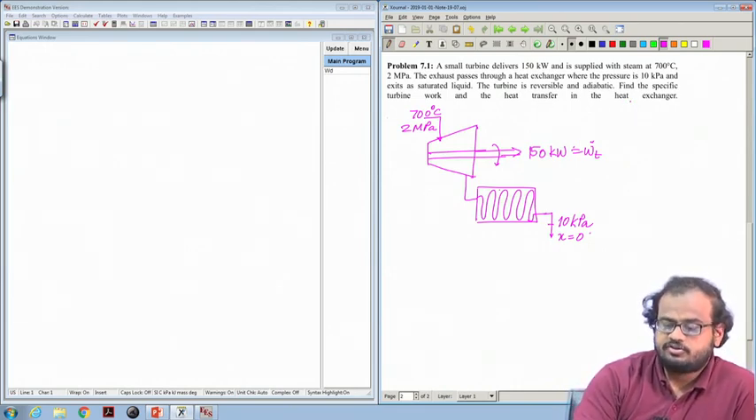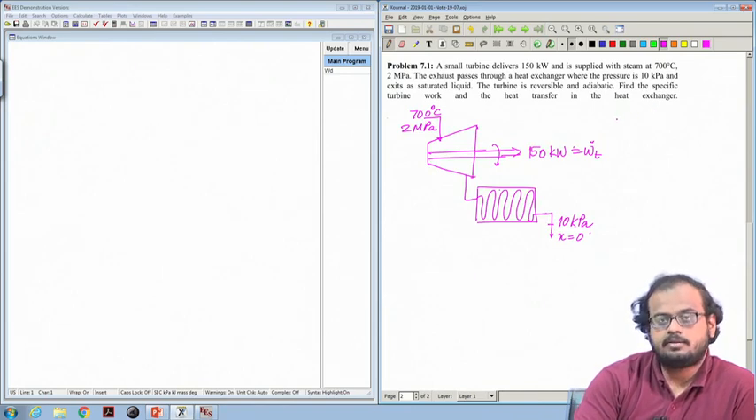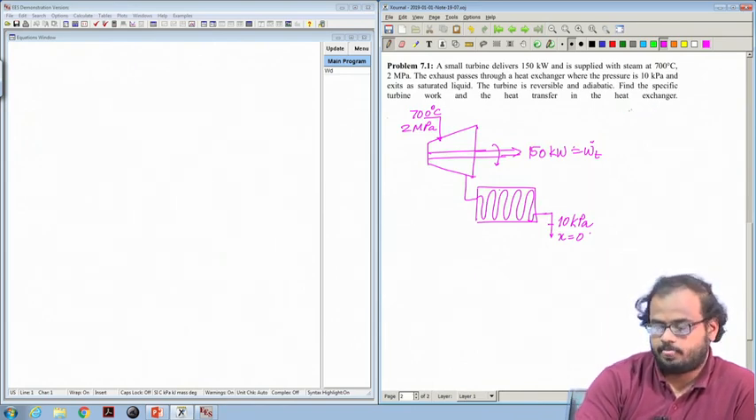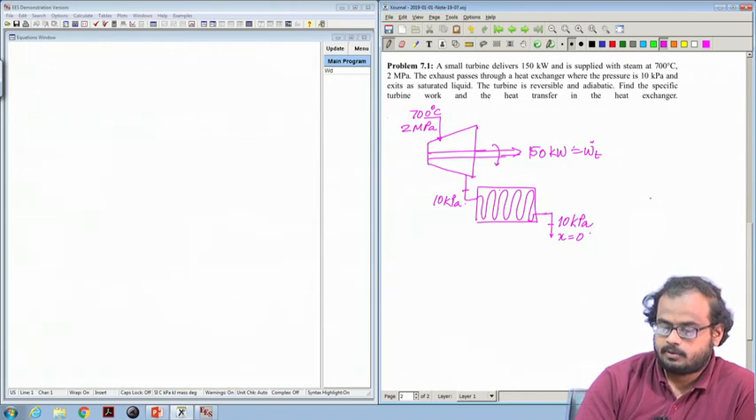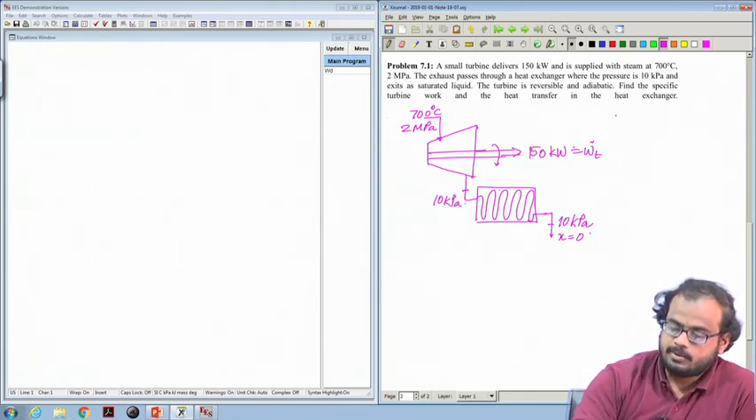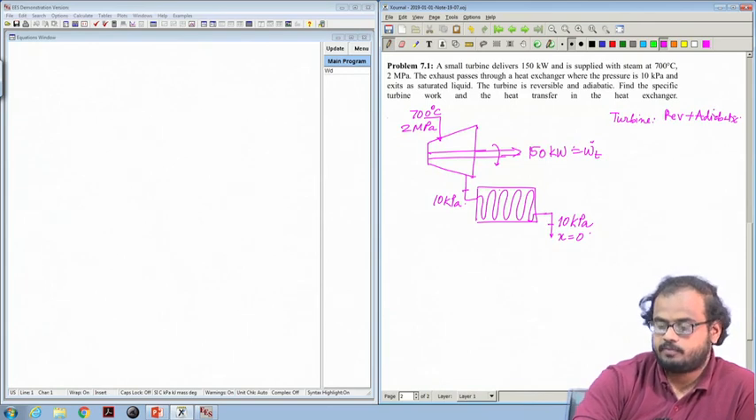So, the thing about heat exchangers is ideally the pressure drop is quite negligible. As a result, the inlet and the exit of the heat exchanger are both held at 10 kilopascal. So, it is given that the turbine is reversible and adiabatic. Find the specific turbine work and the heat transfer in the heat exchanger.